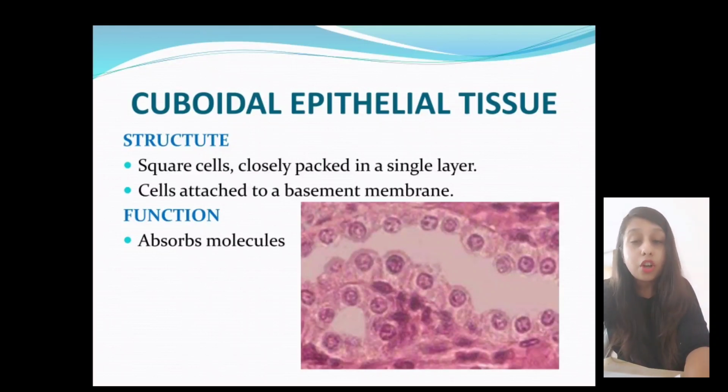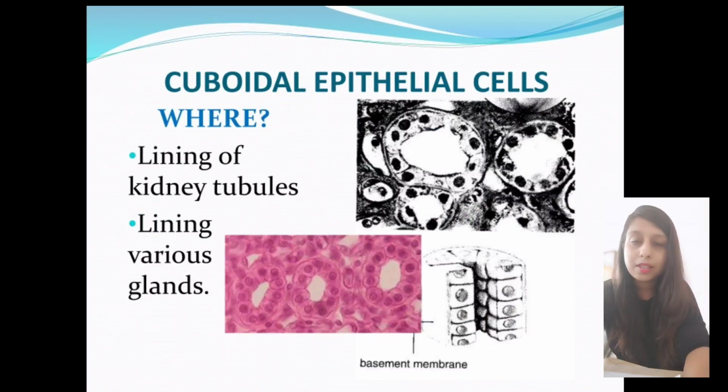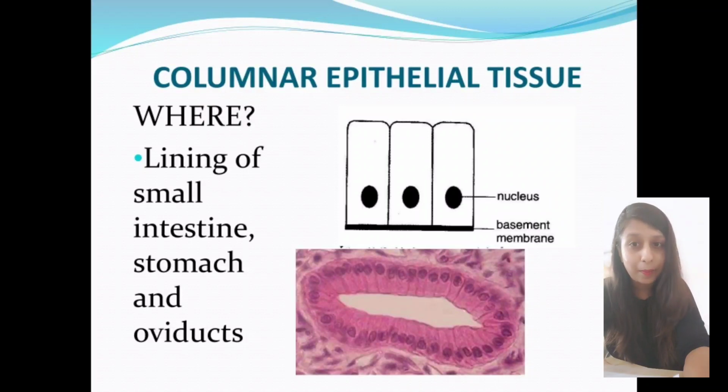Next is the cuboidal epithelial tissue. The structure of these cells is square-shaped cells, closely packed in a single layer, attached to a basement membrane, and the function they perform is absorption of molecules. Cuboidal epithelial cells form the lining of the kidney tubules and the lining of various other glands as well.